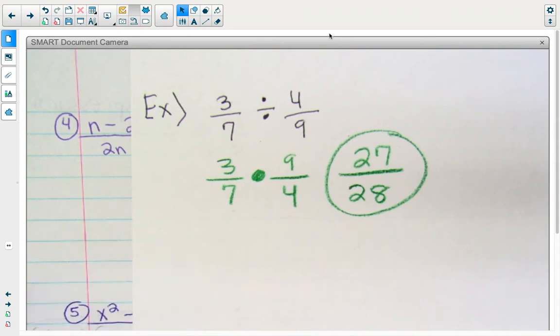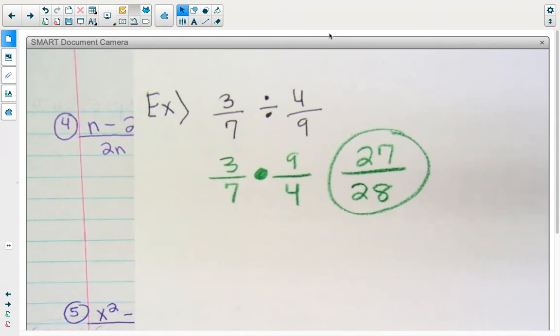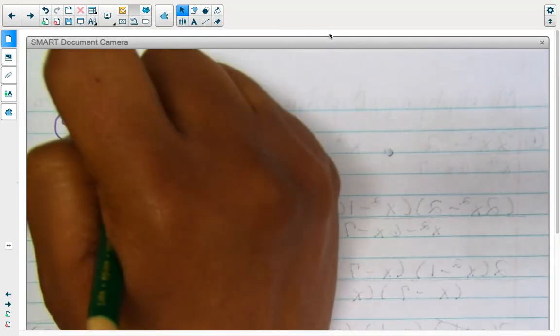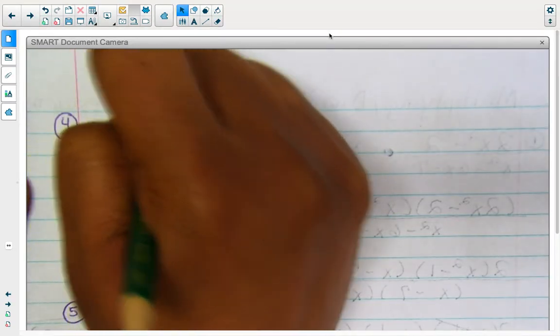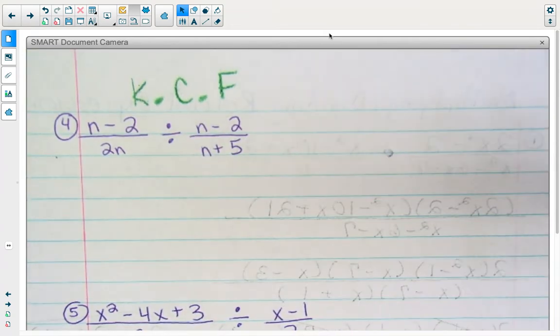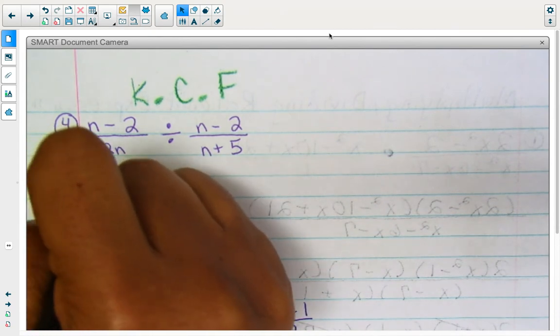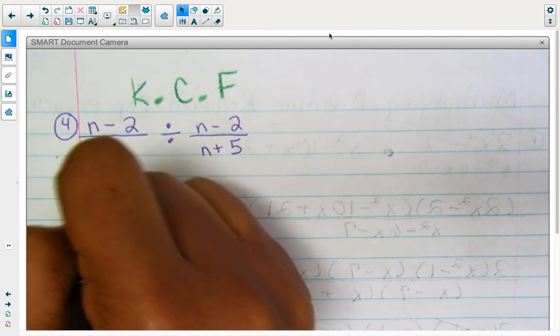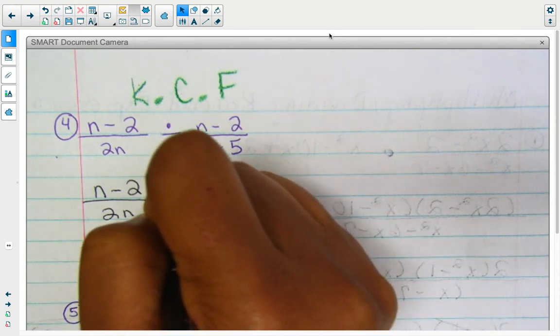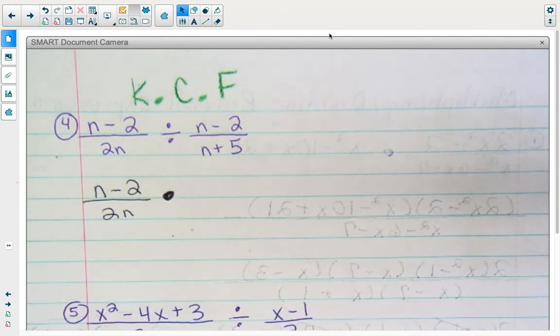So we're going to take this same concept and we're going to do it with our variables. We're going to keep, change, flip. So I'm going to write that up here. Keep, change, flip. So here we go. Keep the first one. Just recopy it. Change division to multiplication. Take the reciprocal of the second.